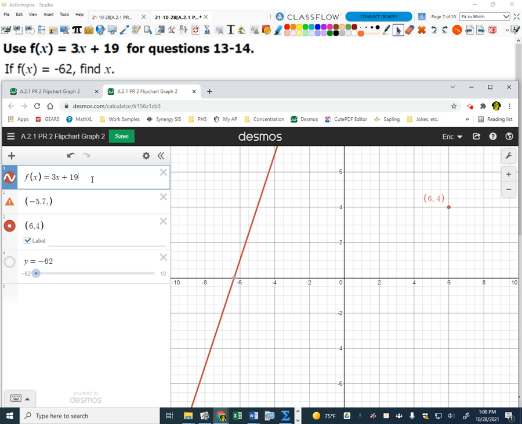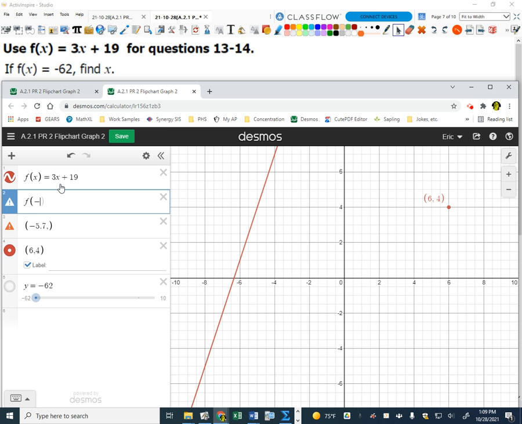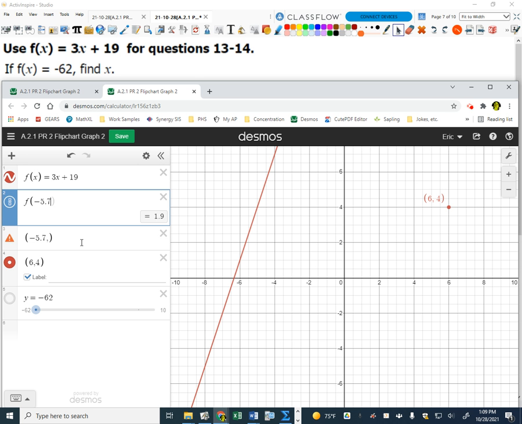Leo, you got an idea? You could, but that's going to be an estimate. I want an exact value. Desmos will tell me if I just ask it. Addie, what am I going to do? Yeah, just put that into the function, right? Let's evaluate the function at -5.7. Well, there's the answer. It's 1.9, right?